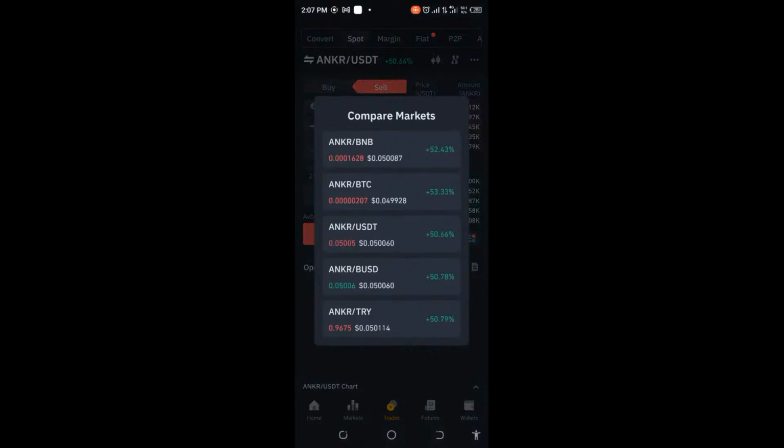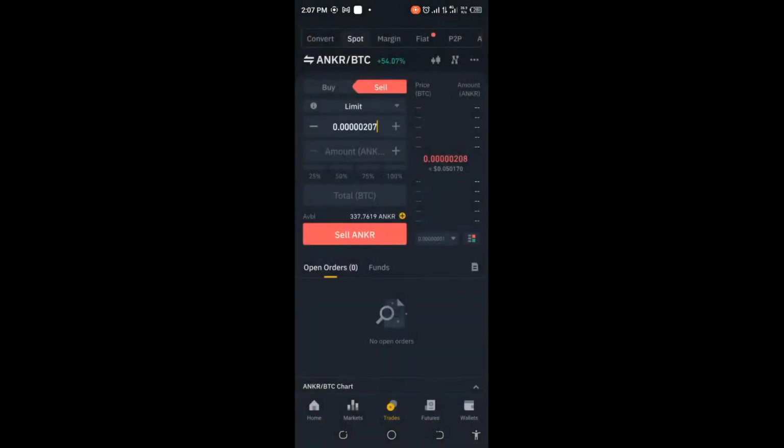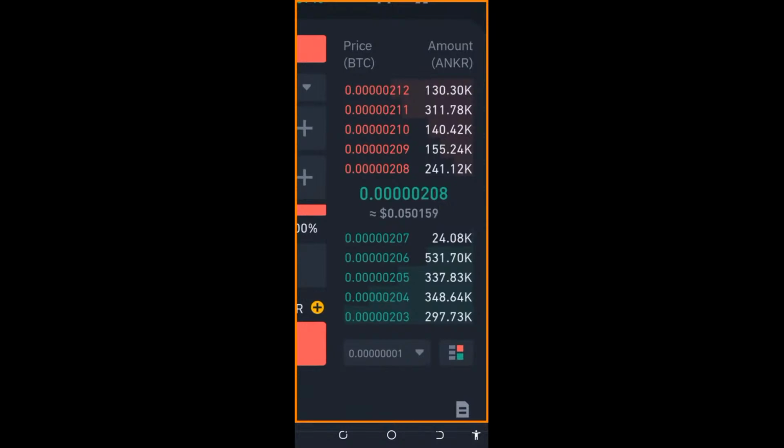Let me do the compare markets. Okay, it's going to go back up. Let's put it at 12. Let's do 12. Let's put everything there. Let's put all of that. What would it be at the point? Okay, it's 501. Okay, it's going up.